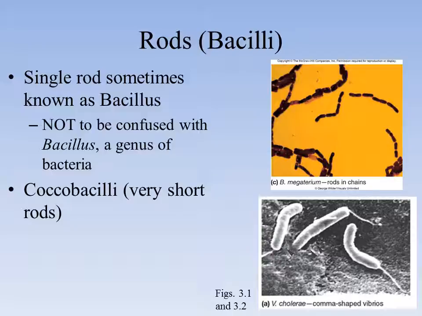So a couple types of rods. You can see here on the top where we have Bacillus. This is B. megaterium here. These are rods arranged in chains. And you can see the difference in rods compared to cocci. We don't have circular shapes now. Now we have what are more kind of brick-shaped organisms.